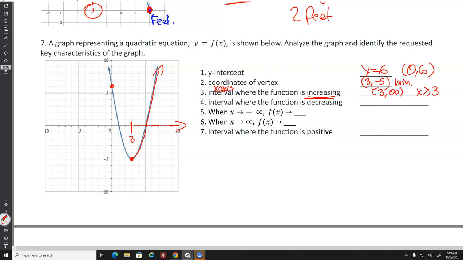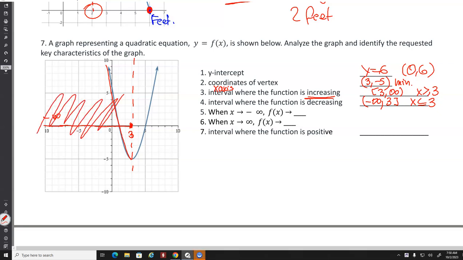Now, when is the function decreasing? Always read it left to right. It's decreasing looking from negative infinity, open circle, to 3. So also we could write it as x is less than or equal to 3. All the values of x are going to be on this side of the 3.